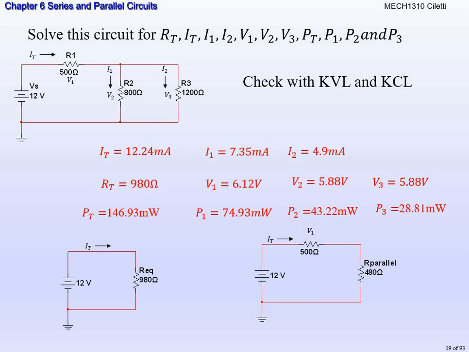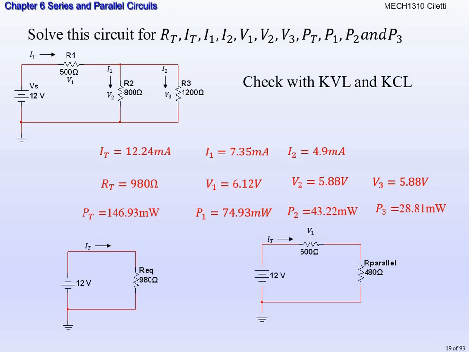And then we have what? IT is 12.24. Well, I1 and I2 are the branch currents, so those two combined need to equal 12.24. If we look at the total resistance, we calculated it. Look at the voltage drops, KVL. The voltage drop V1 plus the voltage drop V2 needs to equal 12 volts. They do. 5.88 plus 6.12 is 12 volts. And then the sum of the three powers need to equal the total power, and they do.